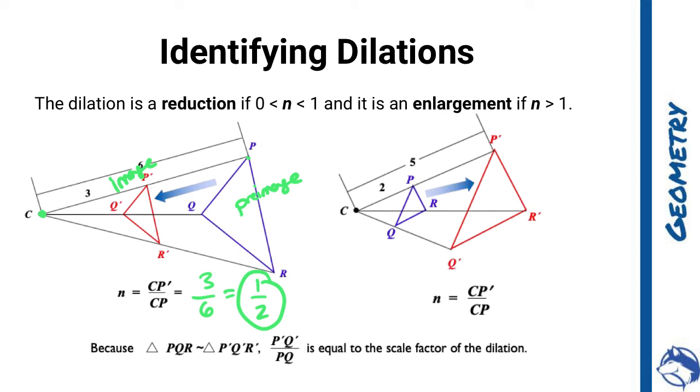Now for this next one, it looks like I'm getting larger, so it's got to be bigger than 1. So if I started and I have to go to C to P prime, well, that's 5. And from C to P, it's 2, so it's 5/2 is going to be my value for n, so it's getting larger. So because triangle PQR is similar to triangle P prime Q prime R prime, P prime Q prime over PQ is equal to the scale factor of the dilation. And what that's saying is if I were to take just one of the side lengths, so say I took this P prime Q prime and I wanted to divide it by the PQ, that would also give me my scale factor n.